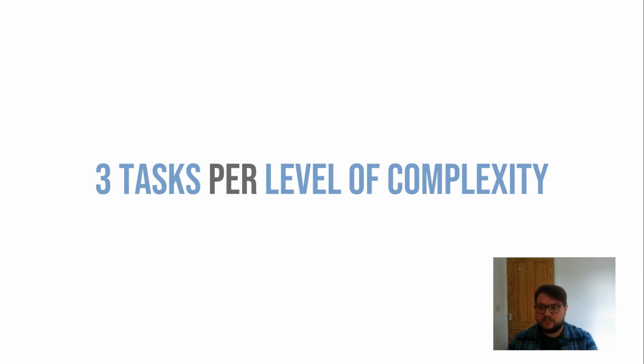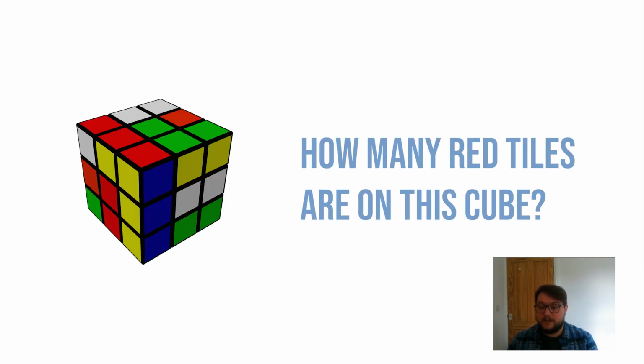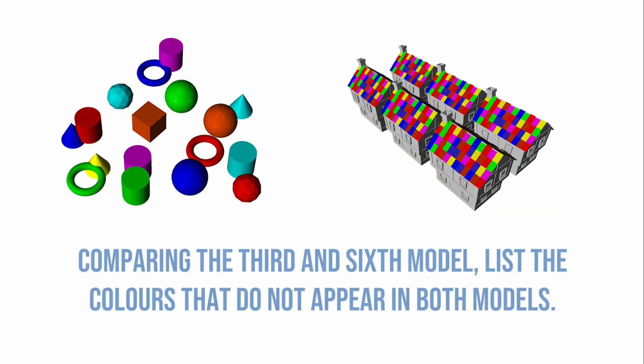Out of the 3 tasks per level, the first and second task were to inspect the model. An example of an inspect task was to count how many red tiles are on this cube. The third task was to compare 2 different models of the same level of complexity. An example of a given question was comparing the third and sixth model, list the colours that do not appear in both models.